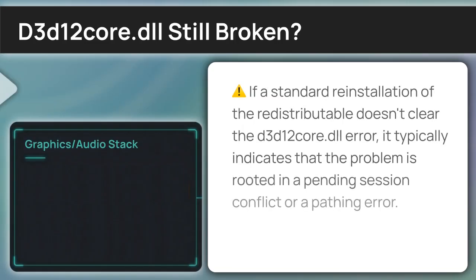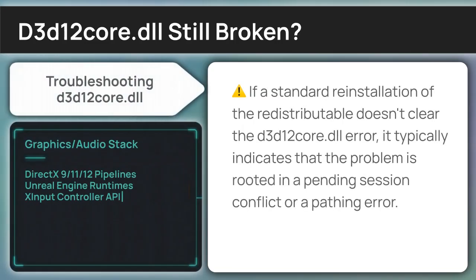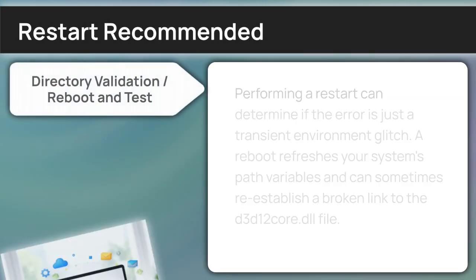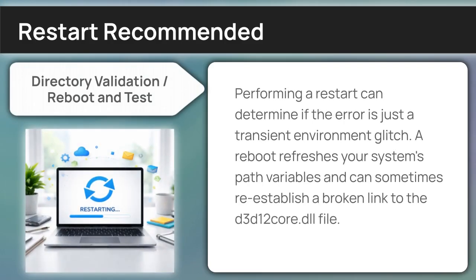Should the file remain missing after a reinstall, we need to ensure that the operating system is forced to re-index its shared library paths. A full system restart ensures that no background processes are currently locking the Direct3D12Core file. A fresh boot allows Windows to reinitialize its library map from a clean state.